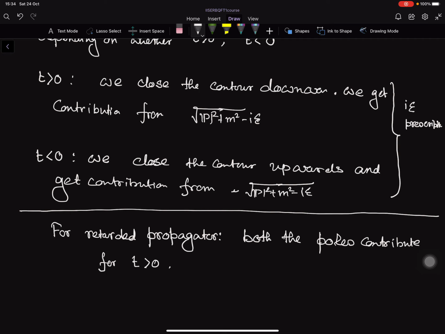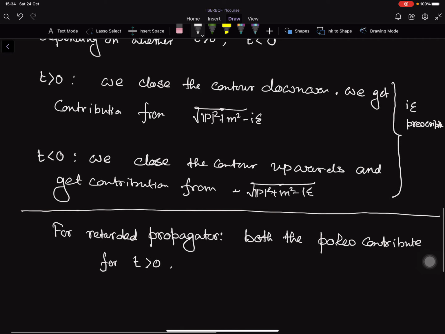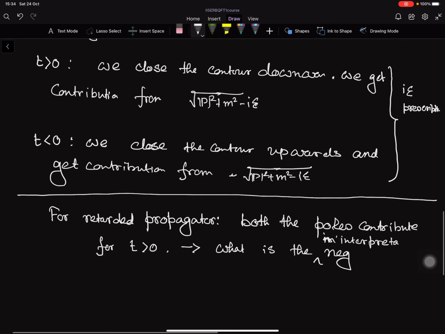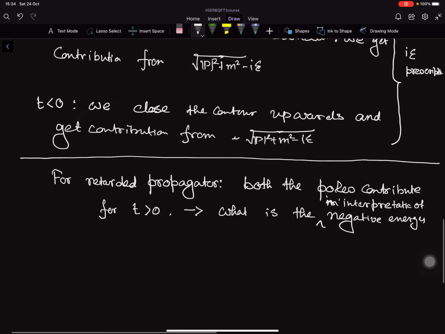And then the problem is, what is the interpretation of the negative energy particle? Then the question is, what is the interpretation of the negative energy solution? Because we do not see the negative energy solution in our real world, right? So the retarded propagator has this problem.